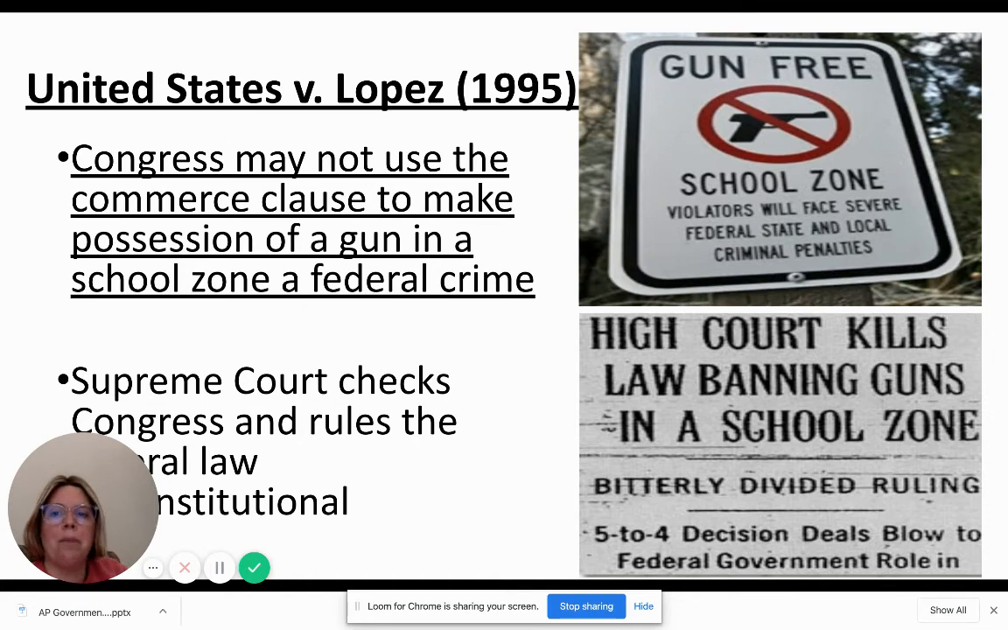They said Congress may not use the Commerce Clause to make possession of a gun in a school zone a federal crime. Congress had argued it was commerce, business, that allowed them to pass this law. But remember, they have enumerated powers: you can pass laws on the post office, weights and measures, and declare war. Nothing about guns or schools is in the Constitution. So why do they get to do that? The Supreme Court said they shouldn't. That means states can pass such laws. We have state laws that say you can't bring guns to schools, but the federal government isn't allowed to.